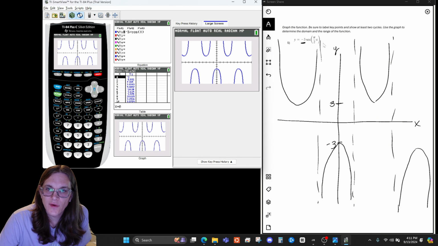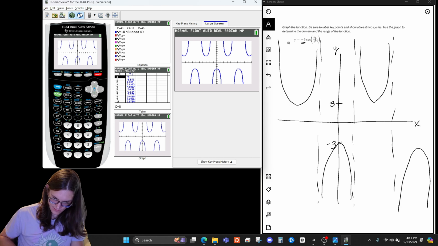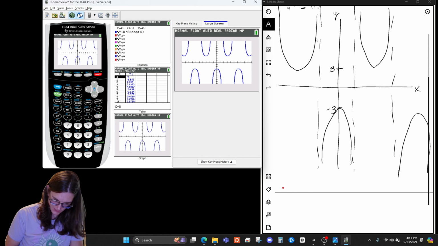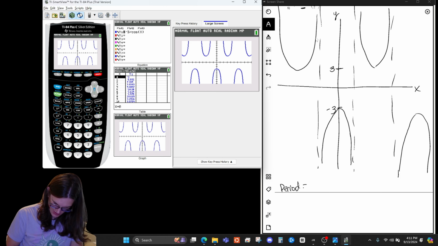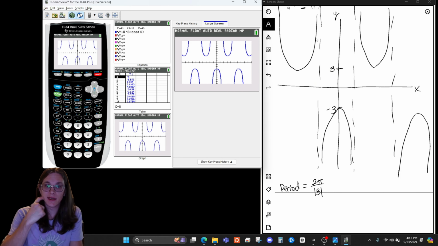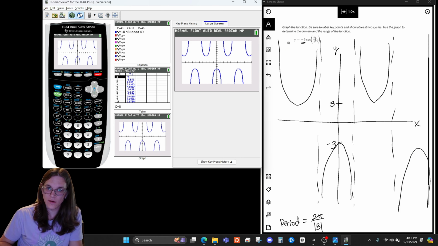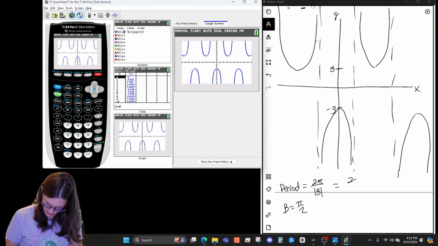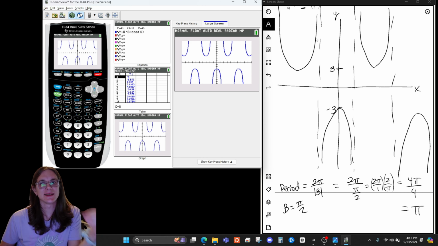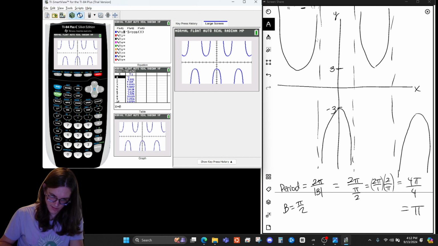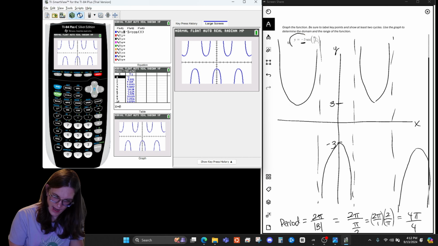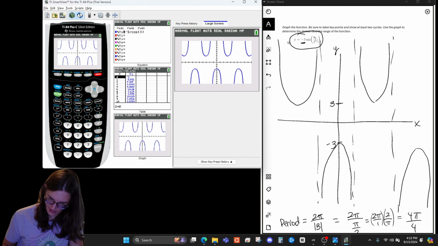Then we have pi over 2 being multiplied by x here in the argument. And so remember what that is going to do is period is 2 pi over absolute value of b. Our b is pi over 2. So period is 2 pi over 2, same as flipping and multiplying, which means the period is now pi, which means the period of our function here is pi.